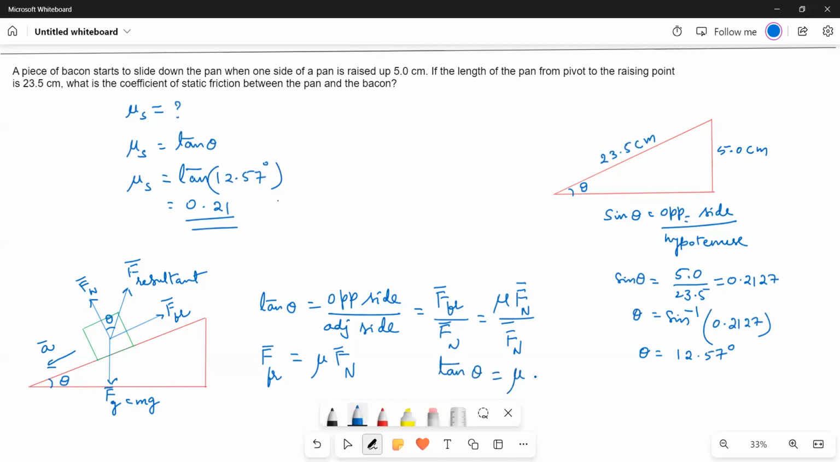This is how I got the value. Mu is equal to tan theta. So mu is nothing but the coefficient of friction. Here he is asking for the static friction, so the coefficient of static friction is equal to tan theta.